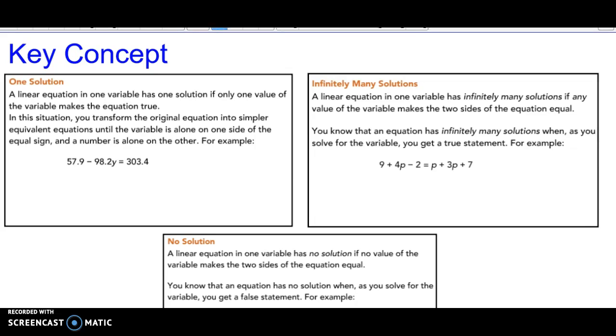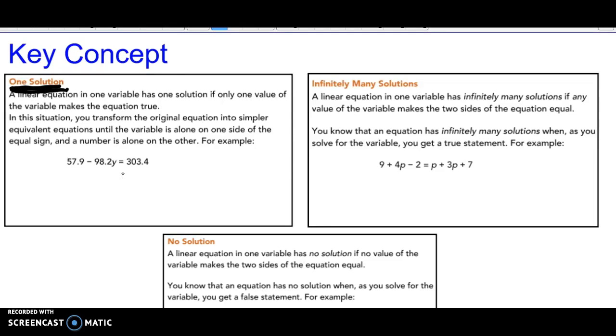We can have the kind that we're most familiar with. So far, we've been solving equations that all have one solution. So that's a linear equation that only has one variable, like this one here. We have a y, and that's our only variable. And if only one value for this y makes the equation true, then we say it has one solution. So we're just going to transform this original equation into an equivalent equation using those inverse operations we've been talking about until the variable is alone on one side and a number is alone on the other.